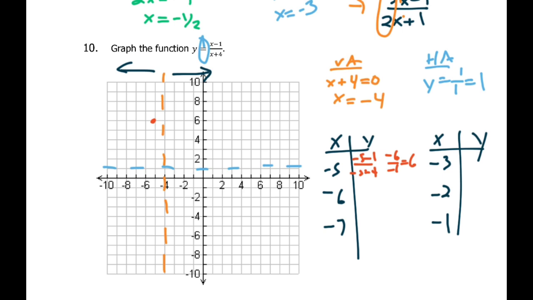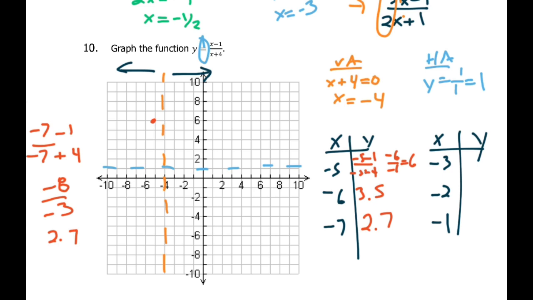We do the same thing with the next one, so we plug in negative 6. So negative 6 minus 1 over negative 6 plus 4 would be negative 7 over negative 2, which would be 3.5. You could do this in a calculator if you'd like, or write it out either way. Negative 7 minus 1 over negative 7 plus 4 would be negative 8 over negative 3, which gives us 2.7.